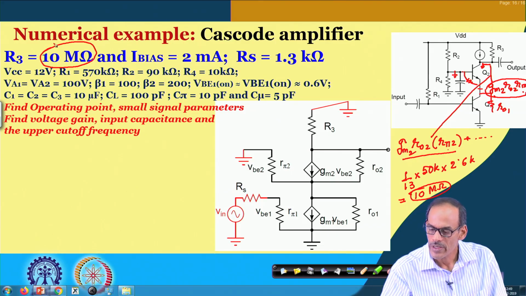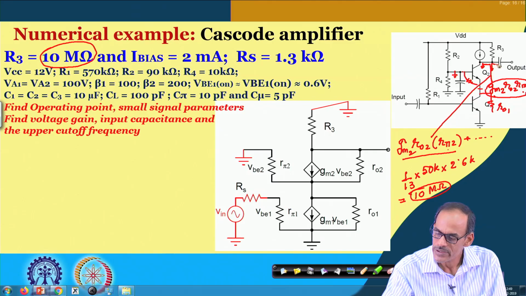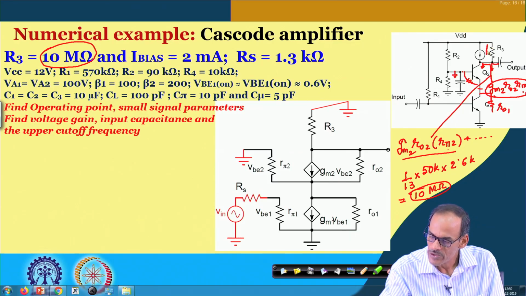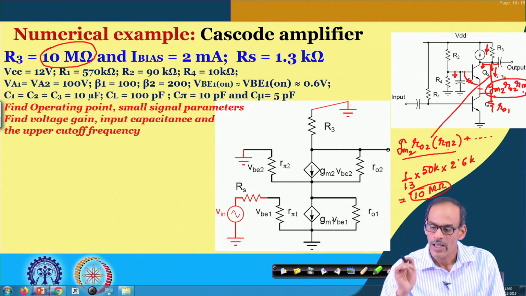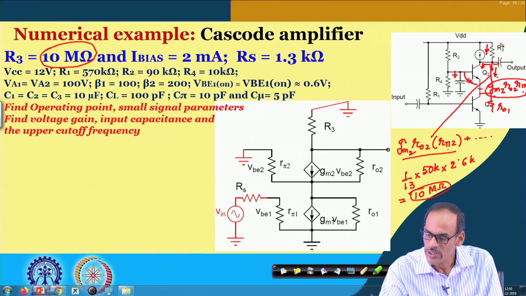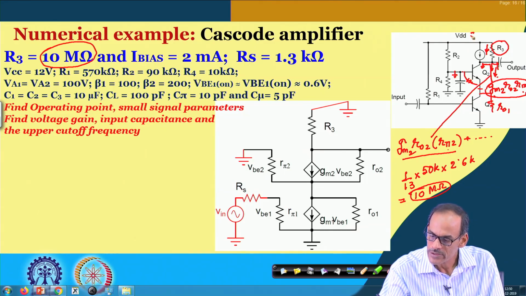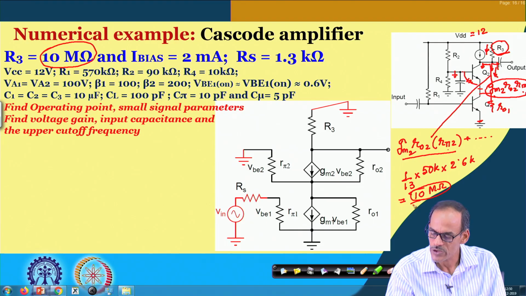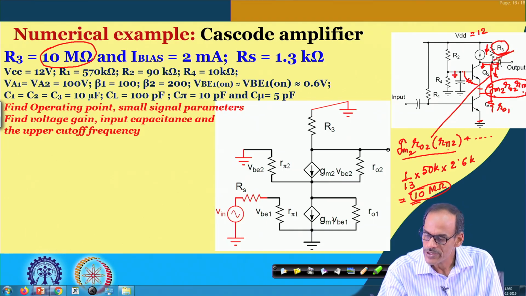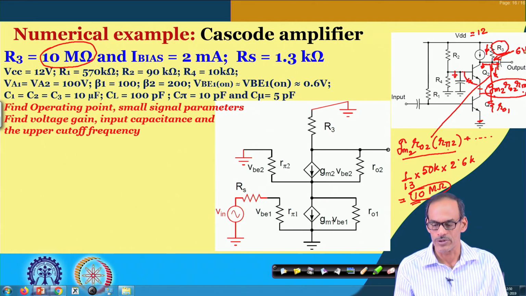If I consider the practical value of this resistance, then whatever little current flows here will also be consumed by the equivalent resistance there. As a result, since R3 and the equivalent resistance are equal, the 12 volt and the ground get divided by R3 and this equivalent resistance, and hence the DC voltage coming here you can approximate as 6 volt.